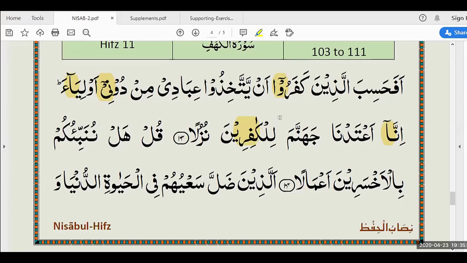Jazakumullah. Okay, so I have these highlighted. Would you please name these? Like, what stroke is this? And the stroke is Madde Sagir. Well done. Madde Sagir. But today we have learned another name for this. Do you remember that?